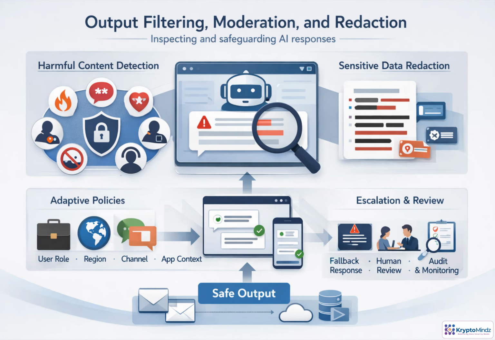Output guardrails run after the model generates a response, but before anything is delivered. First, classify the content for unsafe categories, policy violations, and context-specific risks. Next, check for sensitive data such as PII, credentials, tokens, internal IDs, or confidential excerpts. If the response is mostly safe, it can be redacted or rewritten. If it fails policy, block it and return a neutral fallback. For high-risk cases, route to human review, escalation, and audit logging. The key is adaptive enforcement. Different users, channels, regions, and applications may require different rules.